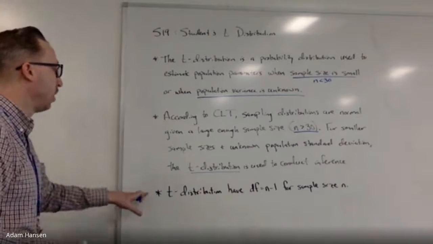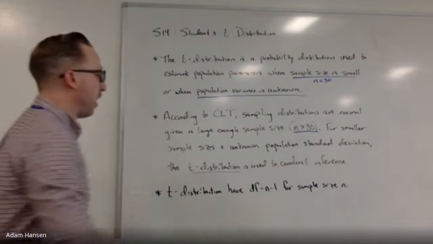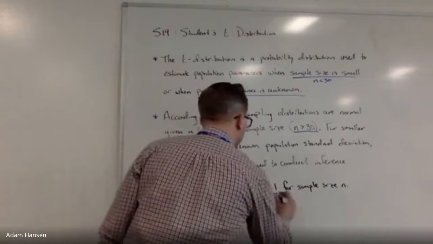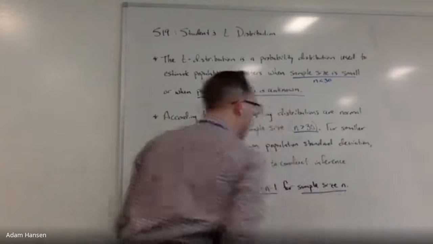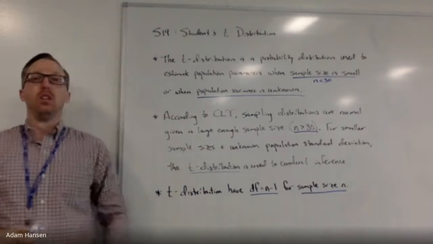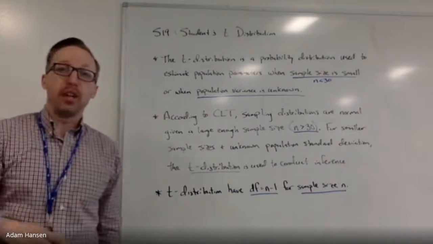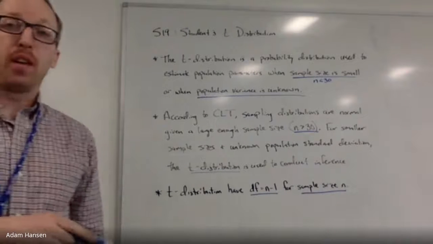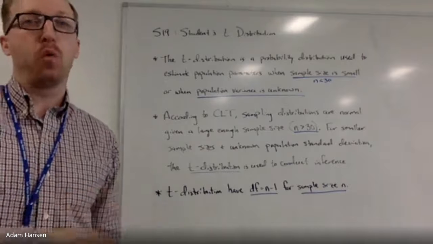One more piece of information on the t-distribution. t-distributions have n-1 degrees of freedom for a sample of size n. There are n-1 independent items in a sample of size n. n-1 of them can vary, but the last one, the nth one, would be locked in.